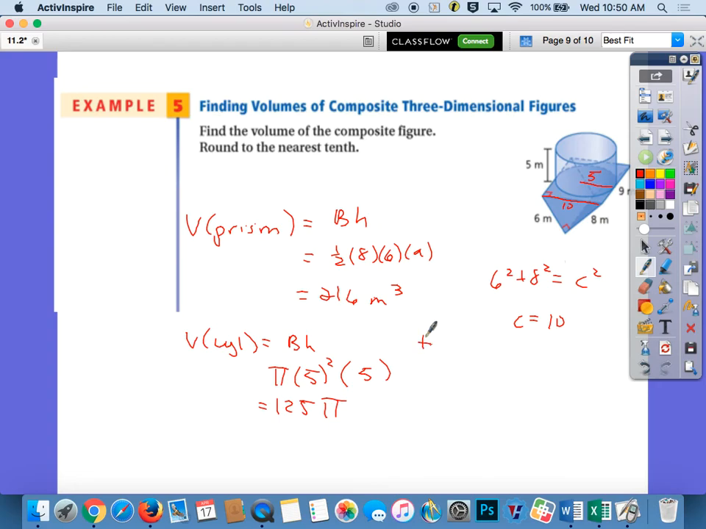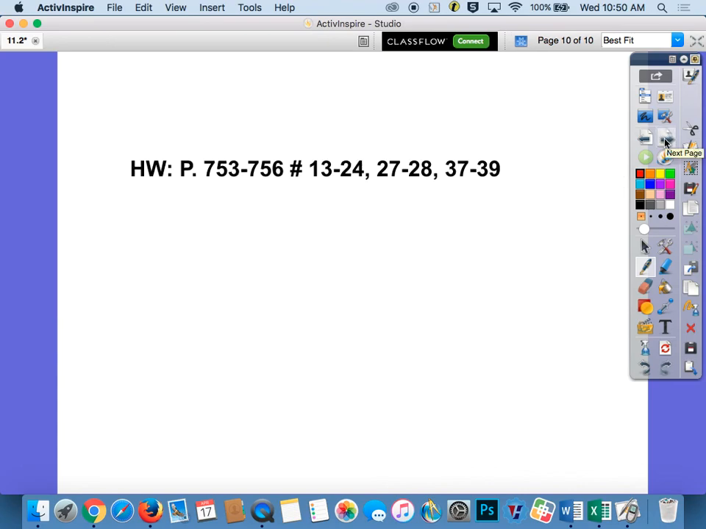Add these together, and you're going to get approximately 608.7 meters cubed, as it's asking me to round to the nearest tenth. So nothing crazy, just watch out for those little steps there, and the conversions can be a little funky. And this is what we'll work on in class tomorrow.